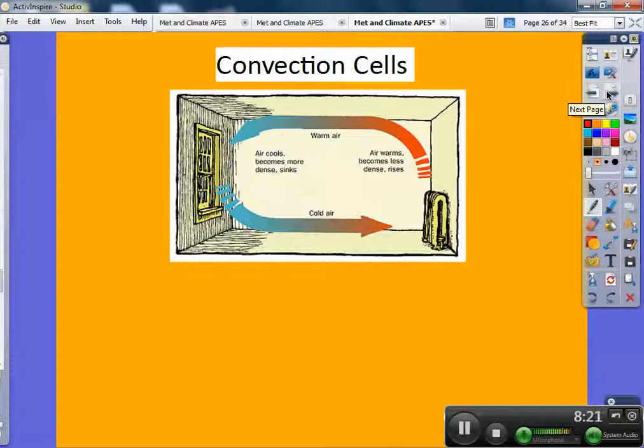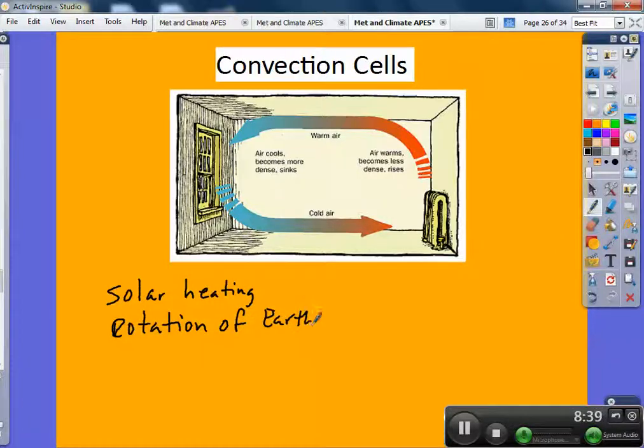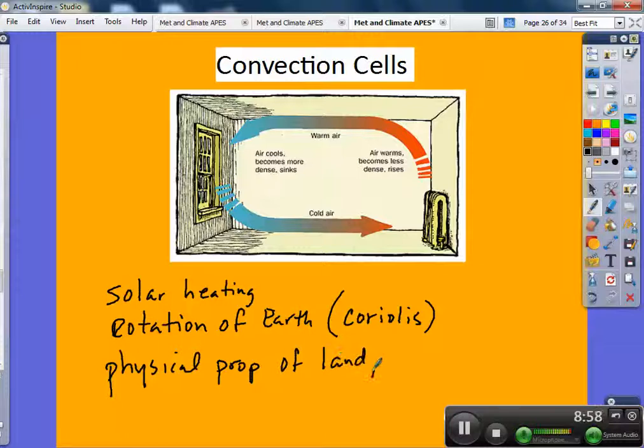So here we're actually going to talk a little bit about circulation in the atmosphere. Okay? The motion of air around the globe takes place because of solar heating. It takes place because of the rotation of the Earth, and that's where we talk about Coriolis. I gave the example of the spinning playground wheel of death. And because of the physical properties of land and water, and for the most part, air as well. These things right here are the reason that we've got air circulation. Okay? So, taking a look back at this map.